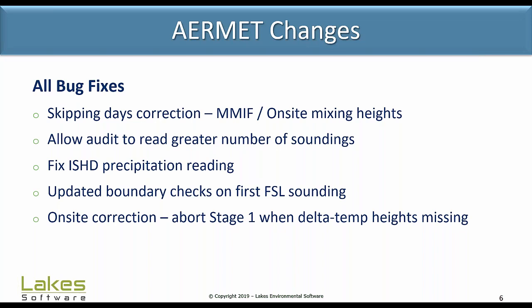Some updated boundary checks on the first FSL upper air sounding, and then an on-site data correction. There was a Stage 1 step that was not being aborted when there was some data missing the delta temperature heights, and that has now been implemented to avoid any strange error reporting later in the process. So again, all of these are just bug fixes.